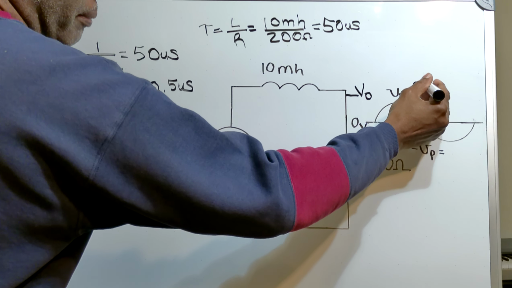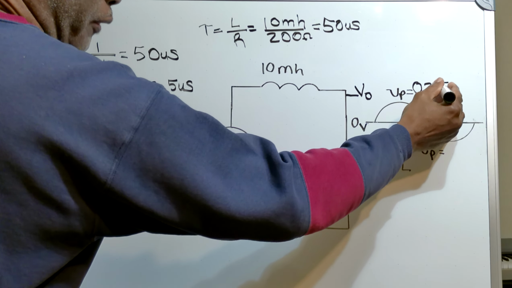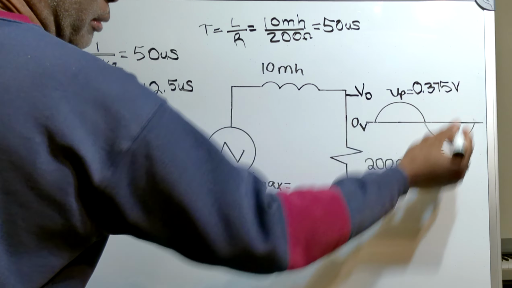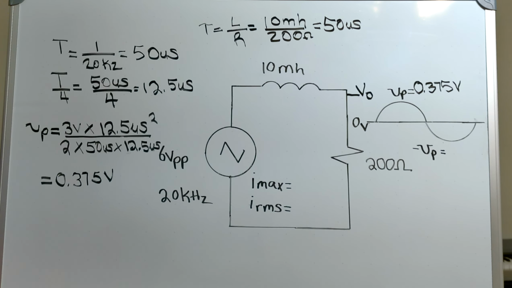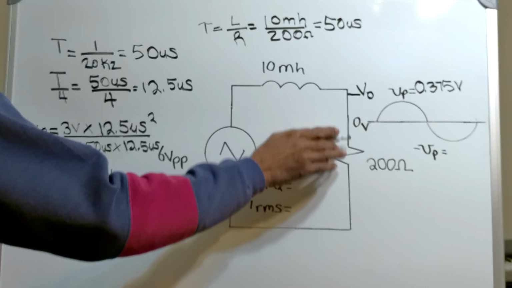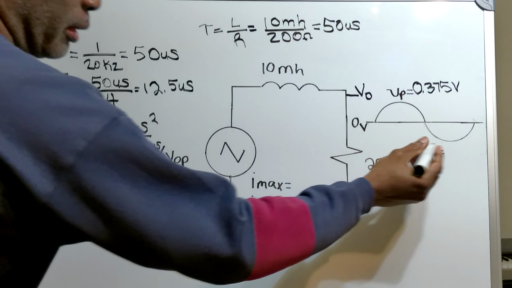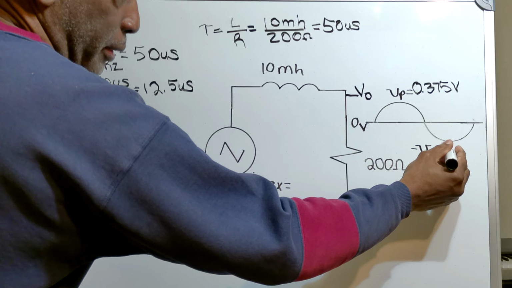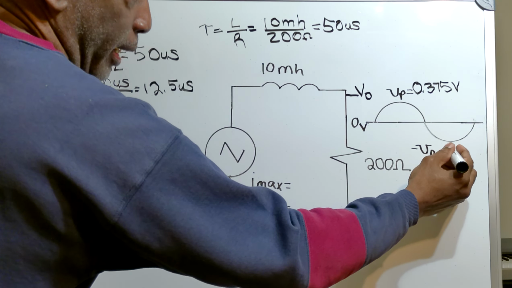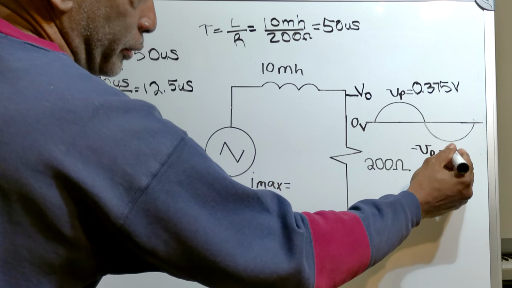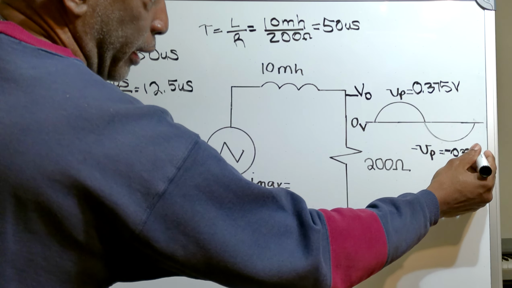So my peak is 0.375 volts, and that's my positive peak. And since my sinusoidal is even around 0 volts, my bottom peak is a minus 0.375 volts.